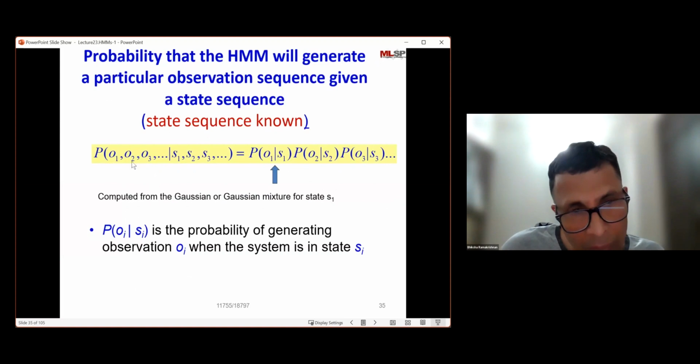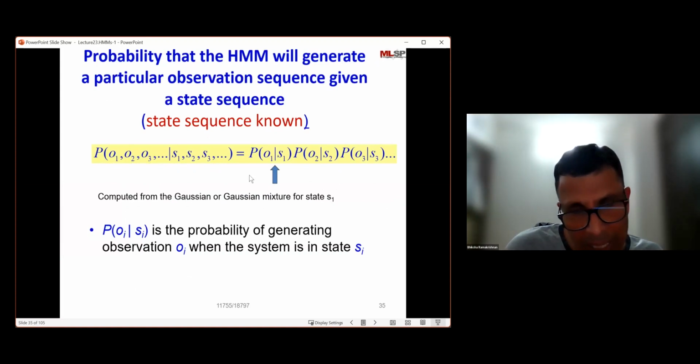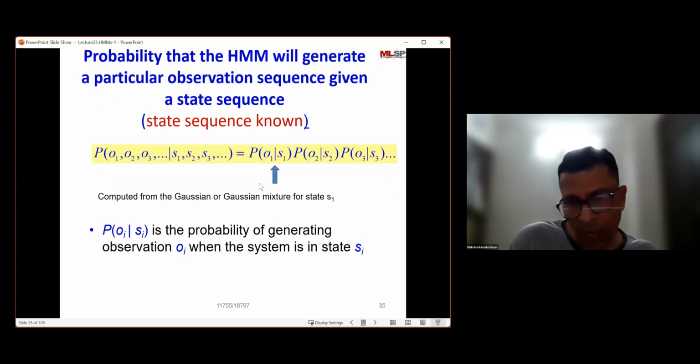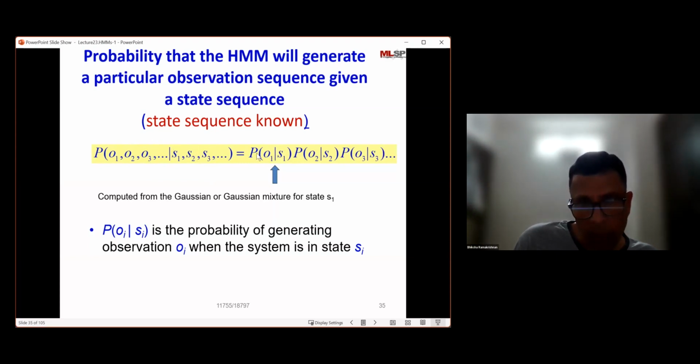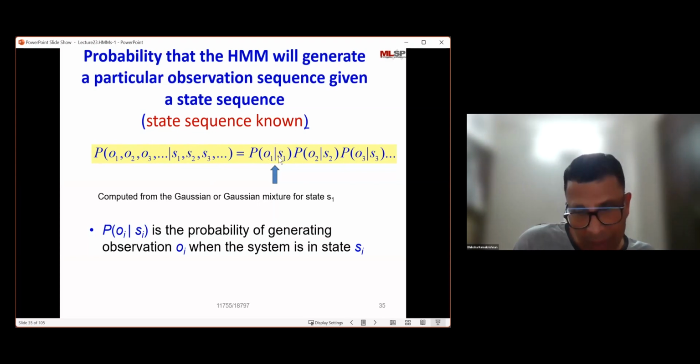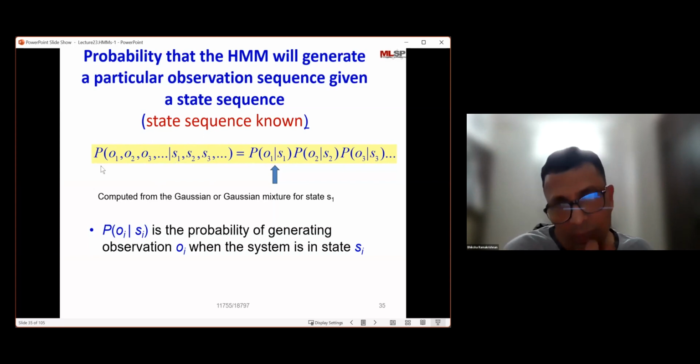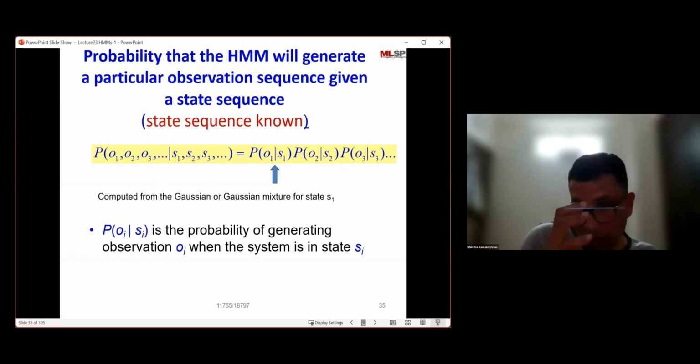So the probability of the observation sequence given the state sequence is P of O1 given S1 times P of O2 given S2, and so on. Typically, the state-dependent observation distributions are modeled as Gaussians or Gaussian mixtures, but that's a minor issue. The basic idea is that the probability of an observation sequence given a state sequence is the product of the probabilities of individual observations given their corresponding states. So did this equation make sense? Yes or no? Okay.